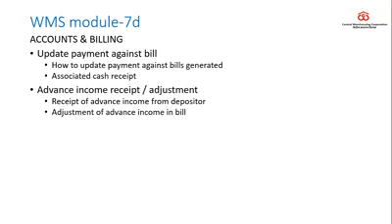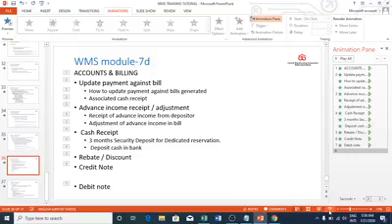So in order to do this, let us see how this advance income is received from the depositor, and how the adjustment of this advance happens at the time of generation of the bill. We'll see this through an example.